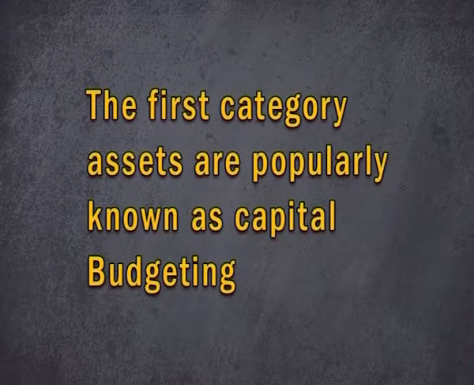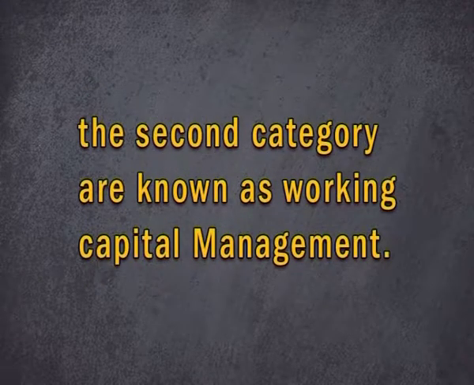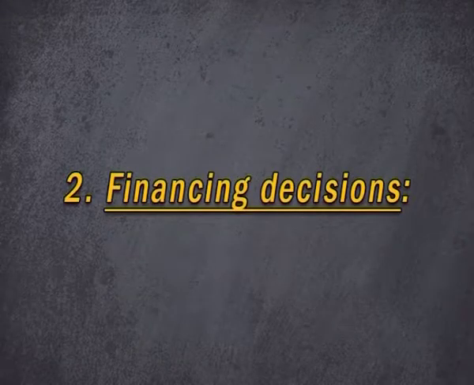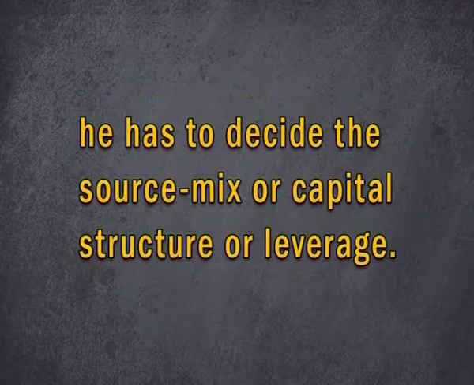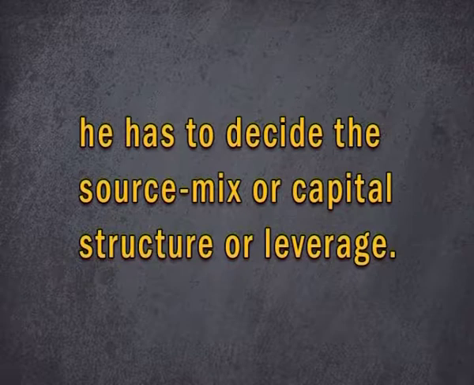The first category assets are popularly known as capital budgeting, and the second category is known as working capital management. We will be discussing them in detail in the coming episodes. Number 2, financing decisions. The financial manager has to make a decision regarding raising of funds, that is, he has to decide the source mix or capital structure or leverage.